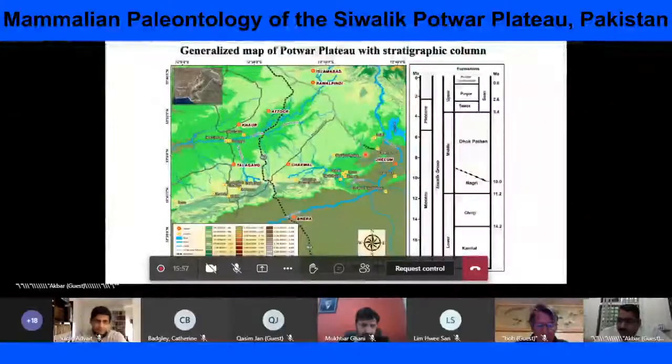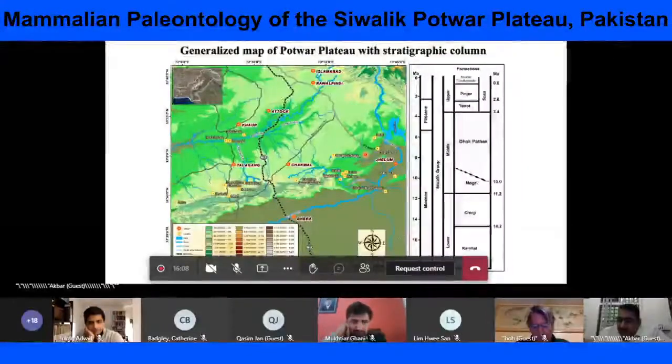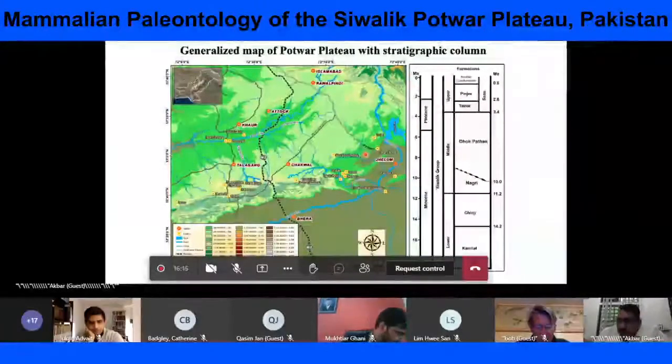However, some areas under the administration of Kadarpur have Nagri formation outcrops. An area of around 10 kilometers under the administration of Chinji, Kutaira, Bilomar, and Kadarpur forms the Chinji formation stratotype.